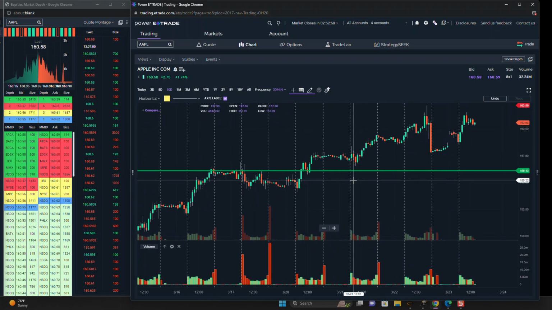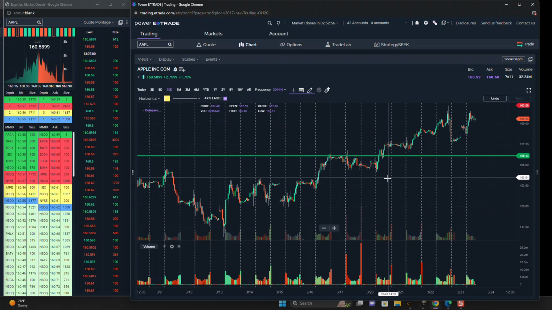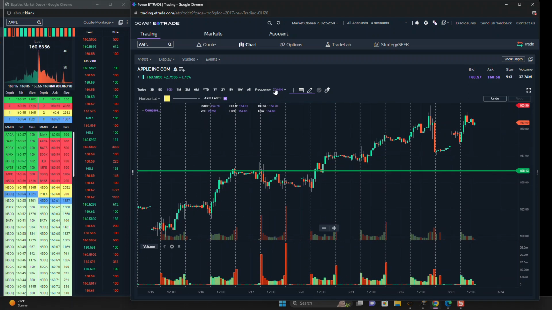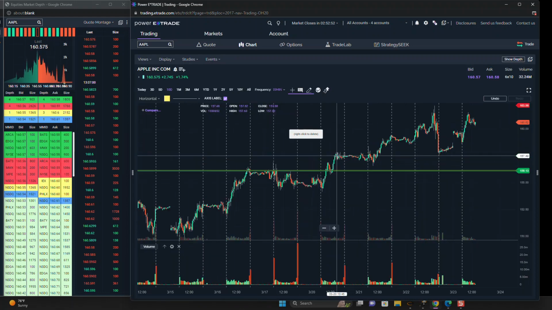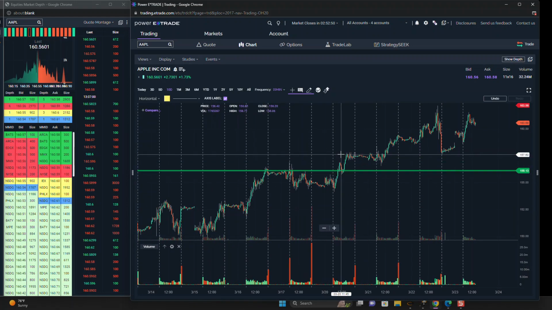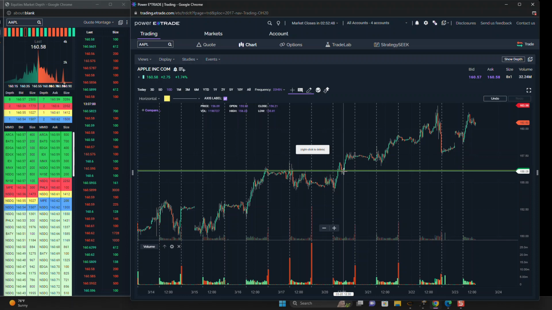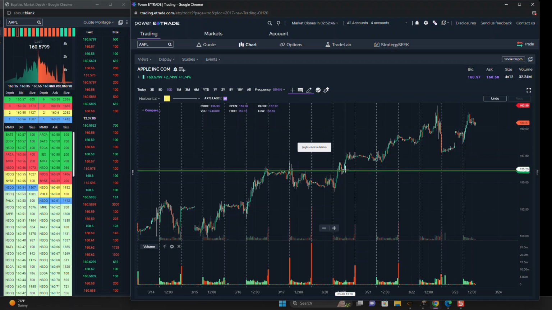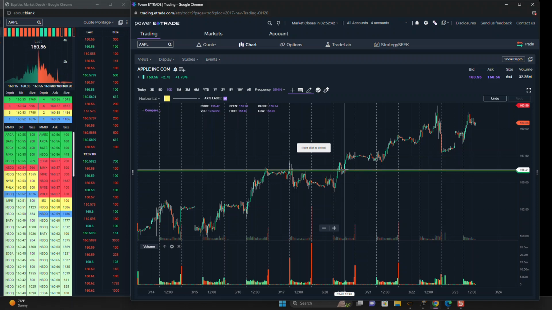So here's where my strategy comes into play. I play the break and retest strategy. So I wait for the break, and here's a retest. And this is one of the trades I took earlier in the week, or whenever this day was. I've been trading Apple lately.